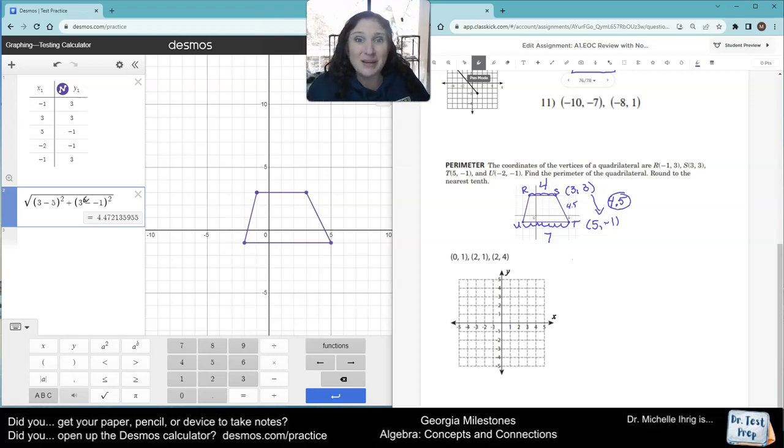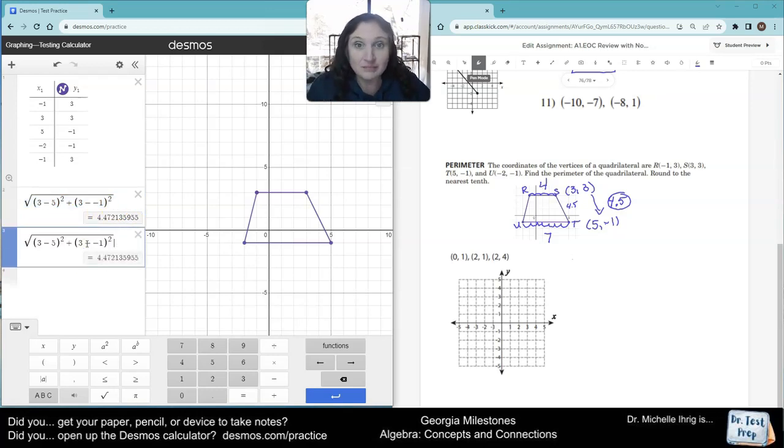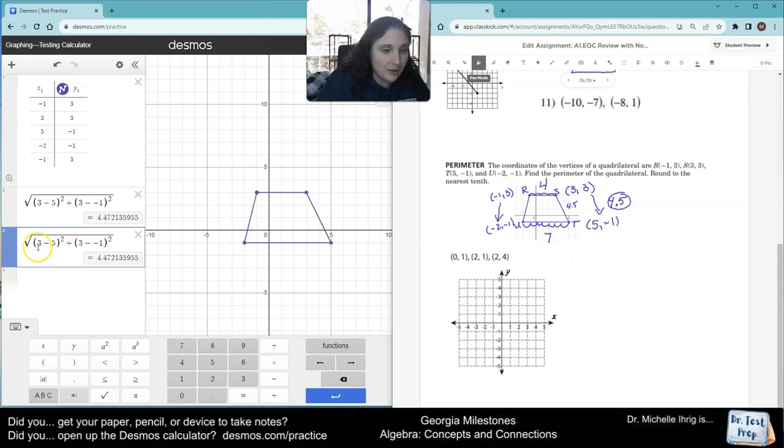Now, look at this amazing trick. Highlight, Control-C, copy, and paste that baby. Now we just have to put the RU points. R is negative 1 and 3, and U is negative 2 and negative 1. So I'm just going to do negative 1 minus negative 2. So here I'll delete this, negative 1 minus negative 2, and then I've got 3 minus negative 1. Again, there's my number, 4.1.